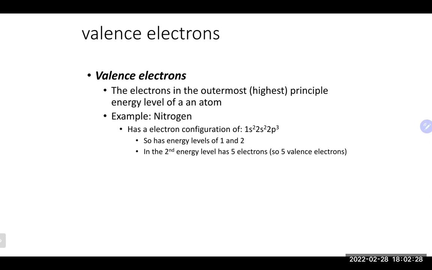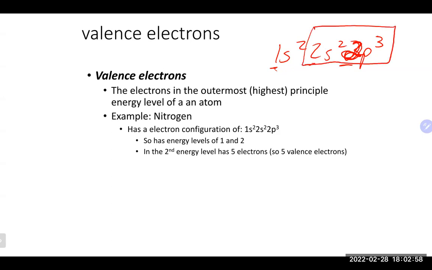And you can determine the valence electrons from the actual configuration, like nitrogen, which is 1s2, 2s2, 2p3. Remember that these first numbers represent the energy levels. So when we look at it, it is really these 5 electrons, which are on the second energy level, that are the valence electrons.